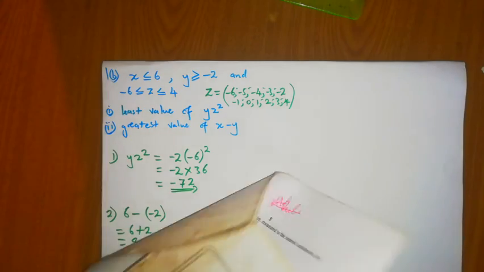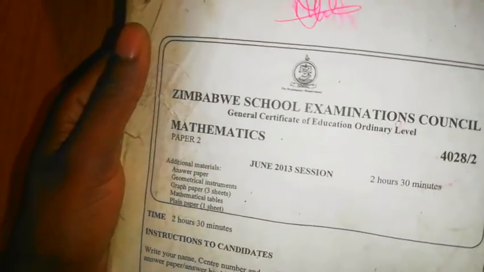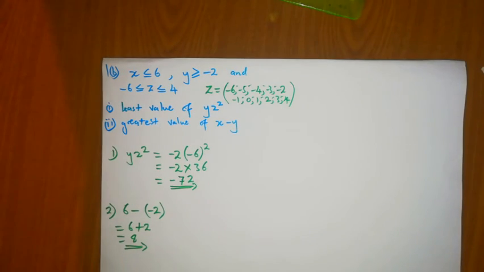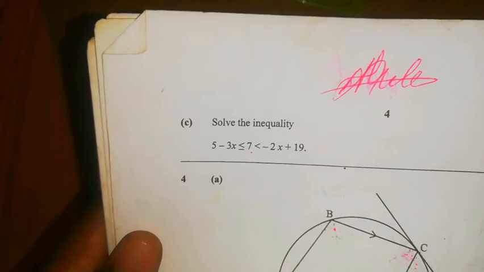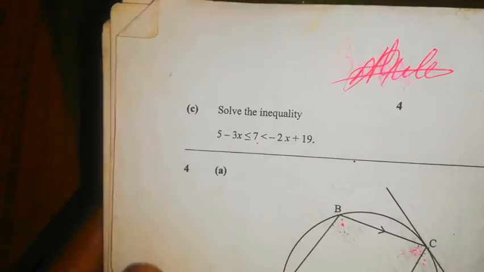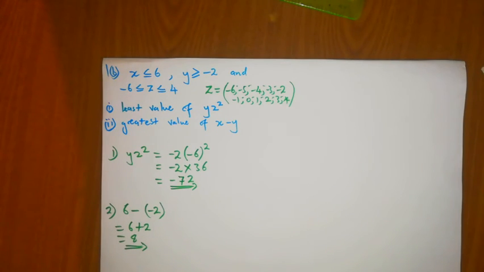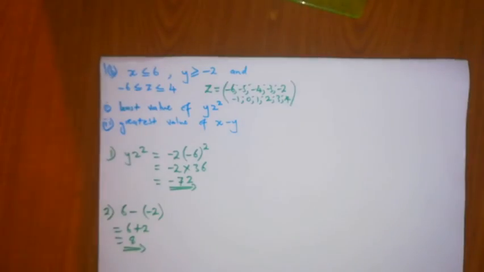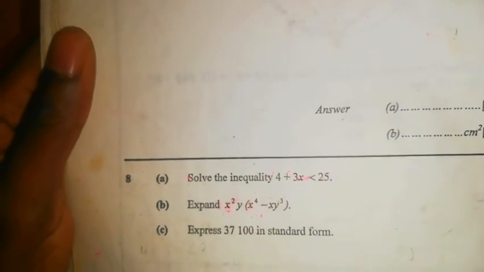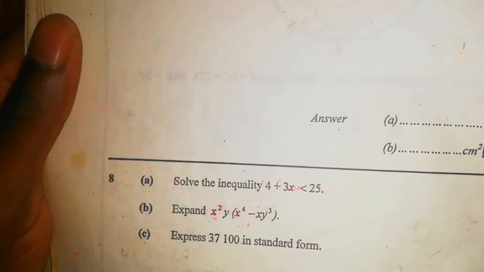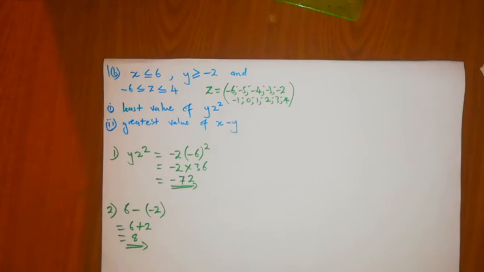Then the other one is our June 2013, that's our paper 2. It's number 3C. There is the question, solve the inequality. Then I'm moving on to this other simple question, November 2001. Number 8A. Solve the inequality. We can use that question for the sake of practice again.